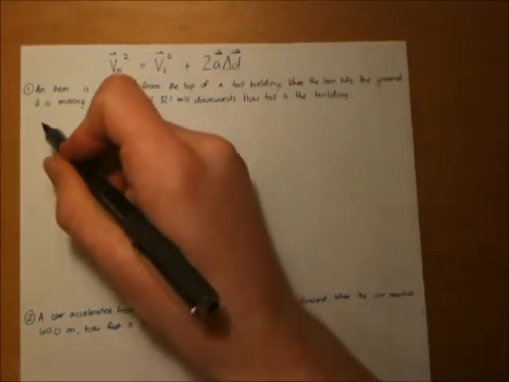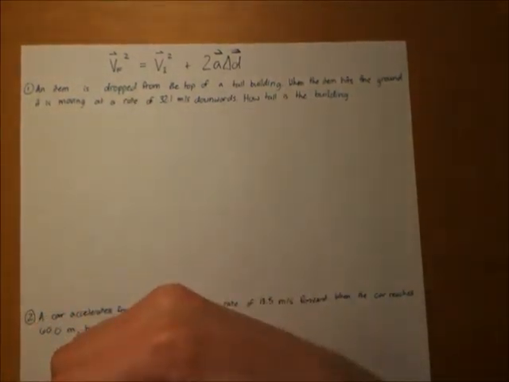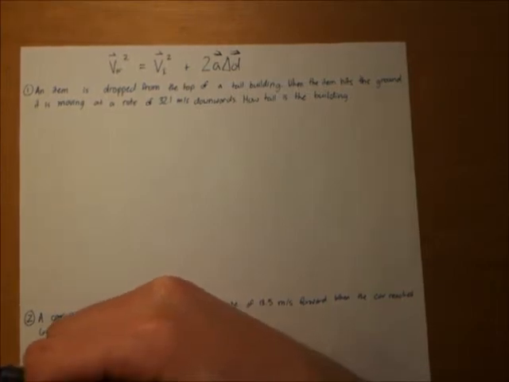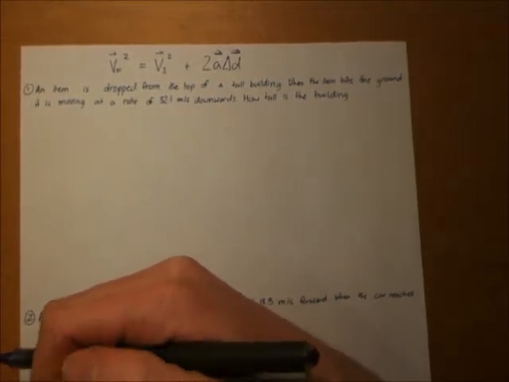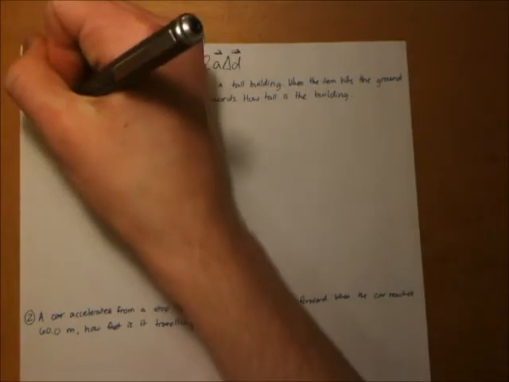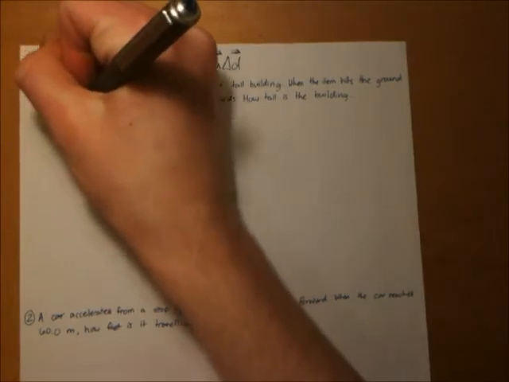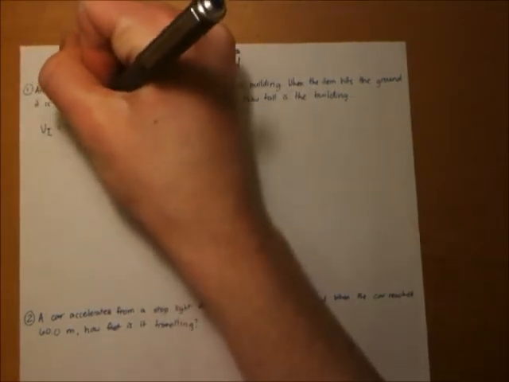Here's the first. An item is dropped from the top of a tall building. When the item hits the ground, it is moving at a rate of 32.1 meters per second downwards. How tall is the building? The first step to solving this question is to write down your given variables. We know that the initial velocity, vi, will be equal to 0 meters per second.